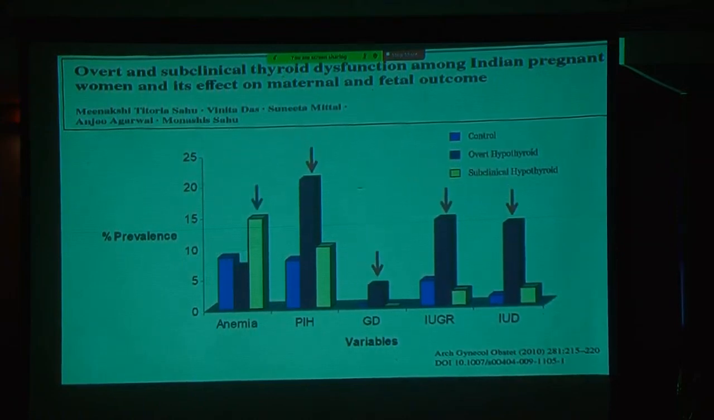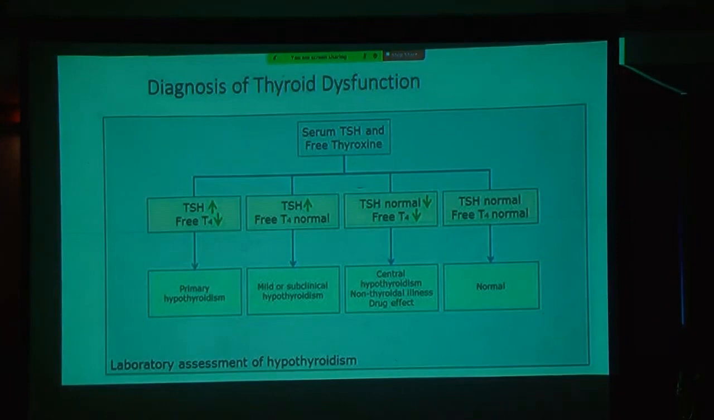Okay. Definitely, those with overt hypothyroidism have a very high incidence of pregnancy-induced hypertension, IUGR, and IUD. All 3 are there, and many more. So, overt hypothyroidism you should treat. Subclinical hypothyroidism was also found to have a beneficial effect on anemia and pregnancy-induced hypertension. All the higher risks are there. This is the only situation we come across in clinical practice.